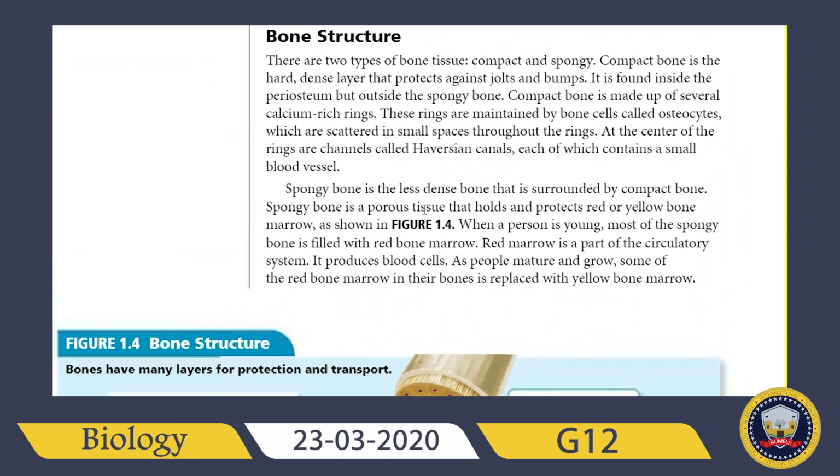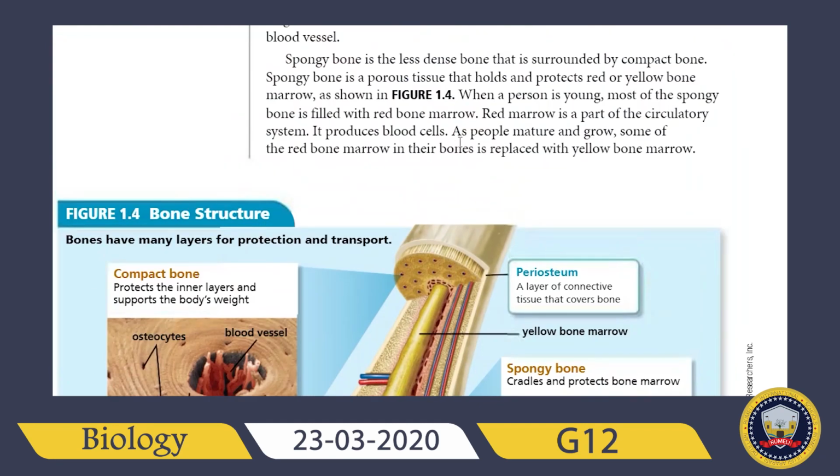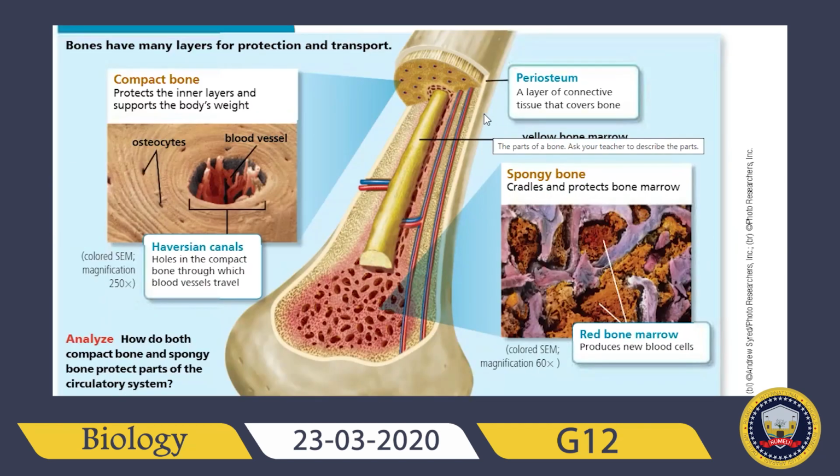Spongy bone is the less dense bone that is surrounded by compact bone. Spongy bone is a porous tissue that holds and protects red or yellow bone marrow. So this is the yellow bone marrow. This is the red bone marrow. As people mature and grow, some of the red bone marrow in their bones is replaced with yellow bone marrow. So basically, guys, the yellow bone marrow here is the factory, and the red bone marrow, think of it as the product. So this is the factory, this is the product.